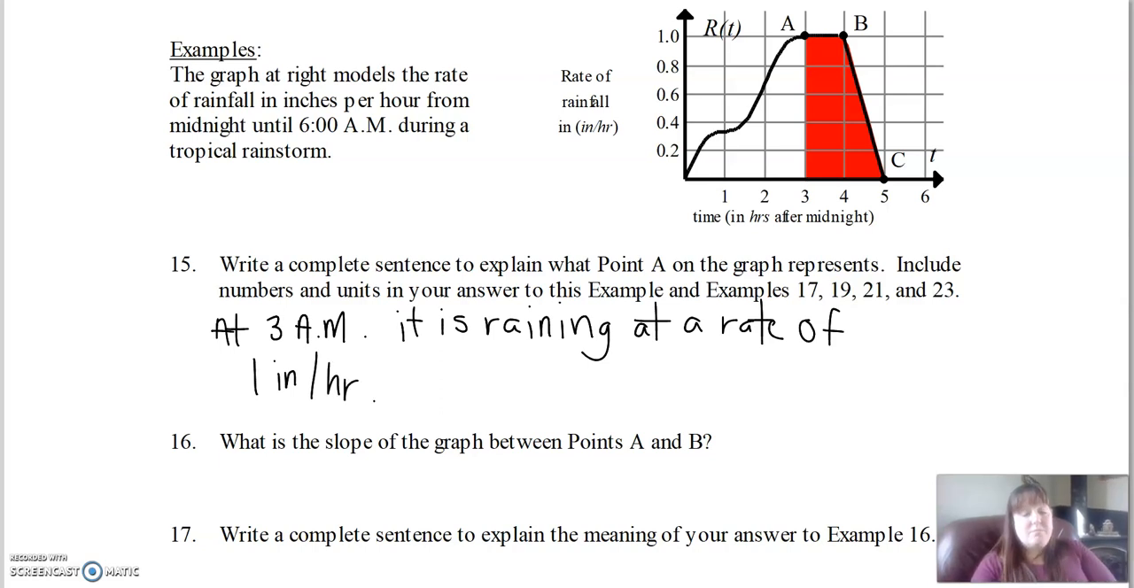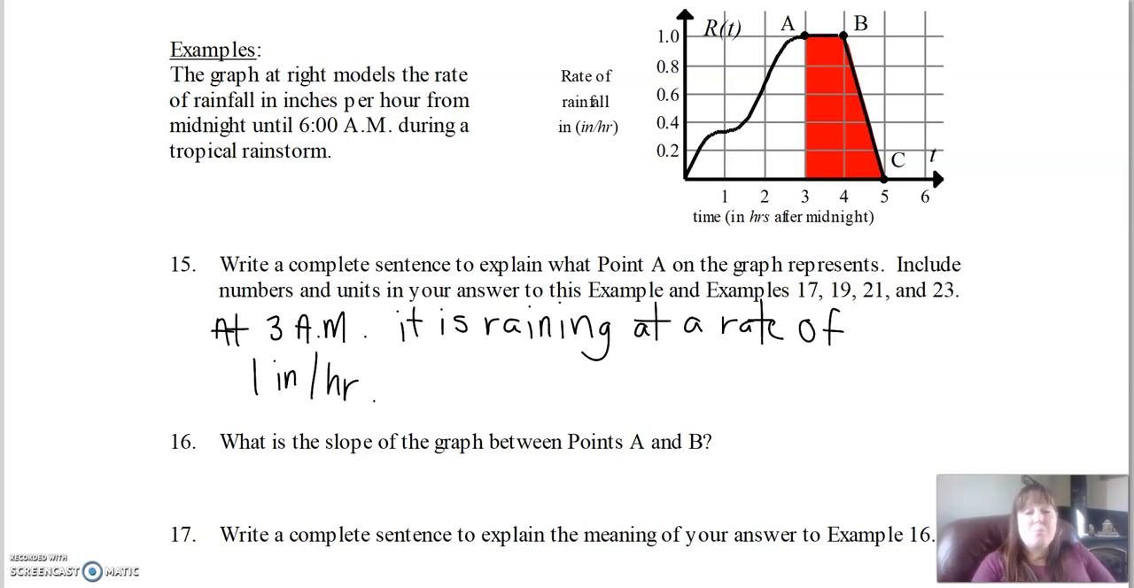That's where we hiccup a lot, is that a lot of people would say, at time equals 3, the rate equals 1. And we don't know what 1 means, and we don't know what time equals 3 means. Is it 3 minutes, 3 hours, 3 seconds? So let's be descriptive and say at 3 a.m. it's raining at a rate of 1 inch per hour. That means at that exact moment it's coming down at 1 inch per hour.